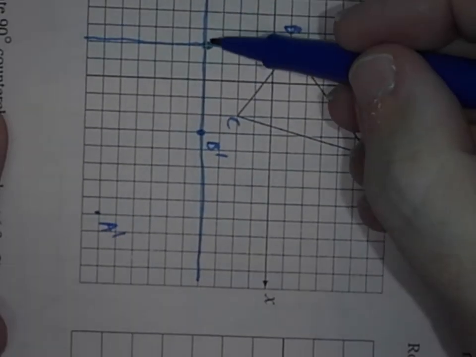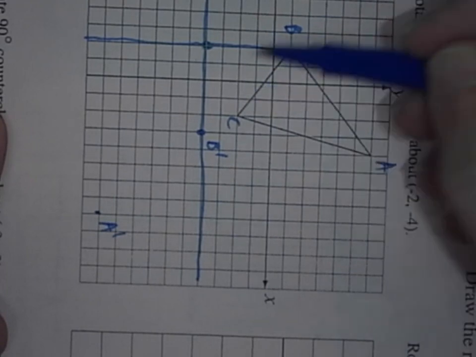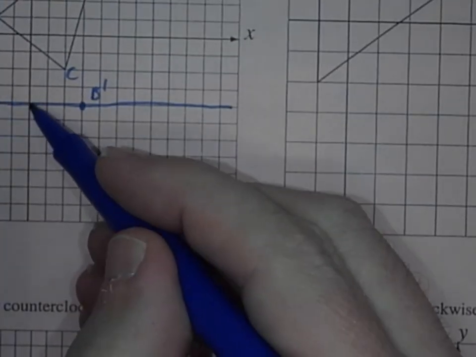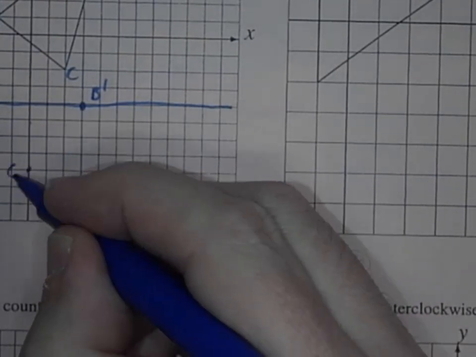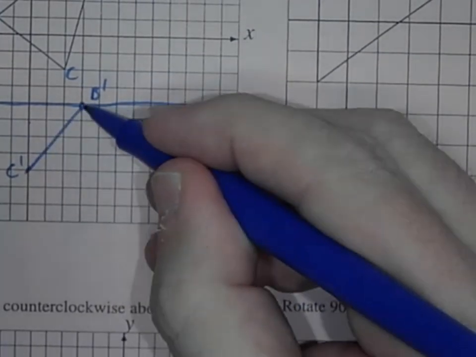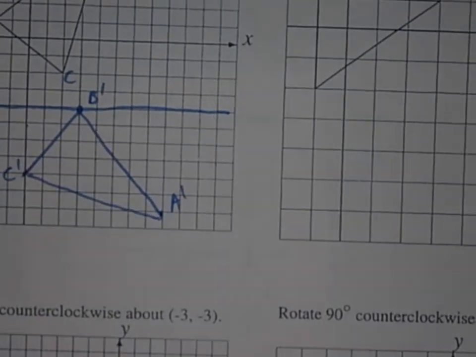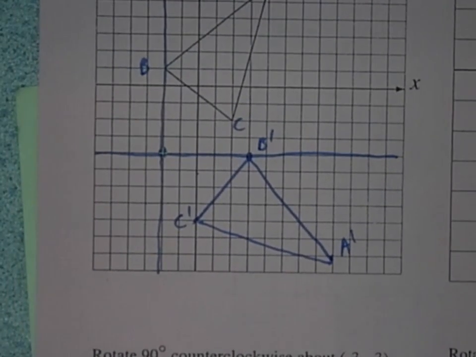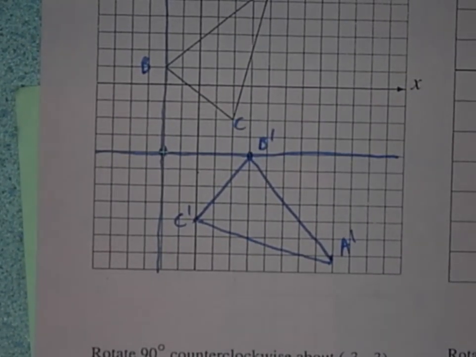And then C is over 1, 2, and down 1, 2, 3, 4. So we go over 1, 2, and then down 1, 2, 3, 4. There is C prime. So here's my rotated shape, rotated around something that is not the origin. You'll notice it's not really that much harder. You just make that point your new origin and just use that to rotate the thing. So it's not that tough.